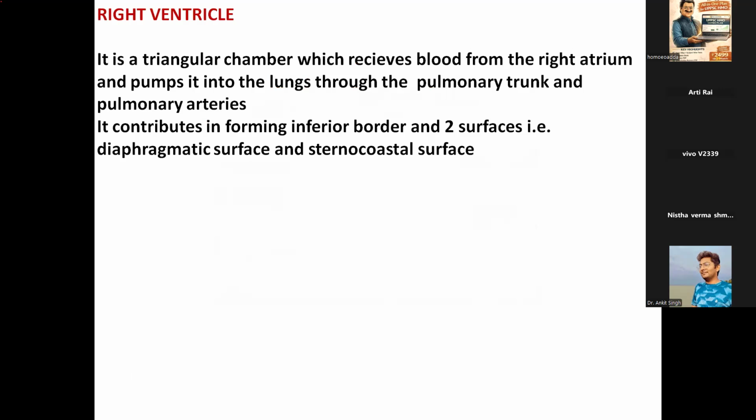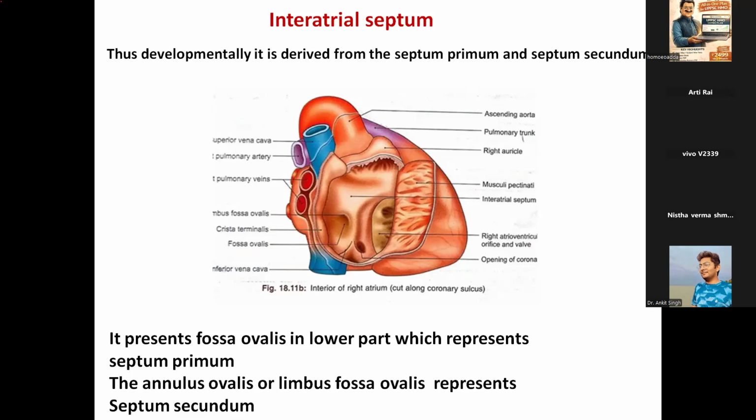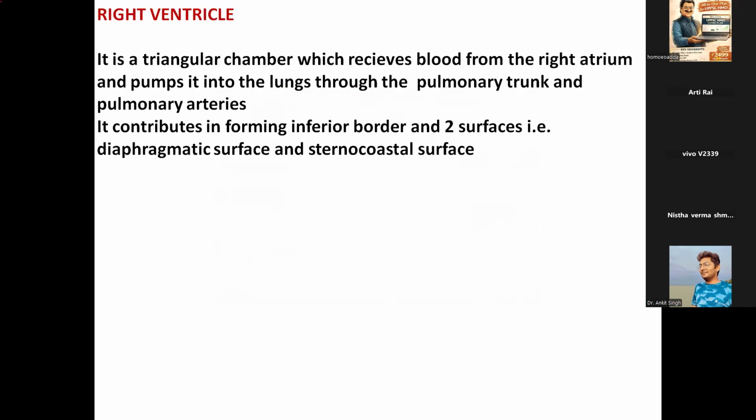The most important chamber from which most of the time MCQs are asked is the right atrium. Very, very important to understand. So I hope you are all now clear with this right atrium and the fossa ovalis and the limbus fossa, or the annulus fossa ovalis. Right? We move further towards the right ventricle.